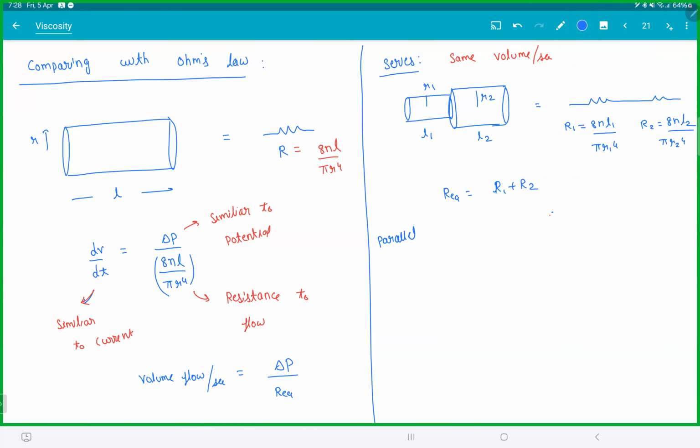Parallel: resistor, resistor, R1, R2. 1 by R equivalent is 1 by R1 plus 1 by R2. What should be the same for them? The same pressure difference.